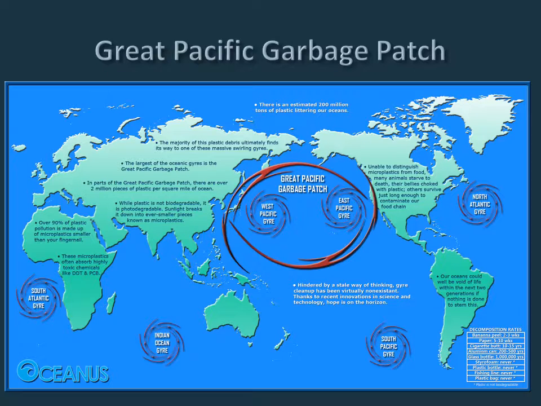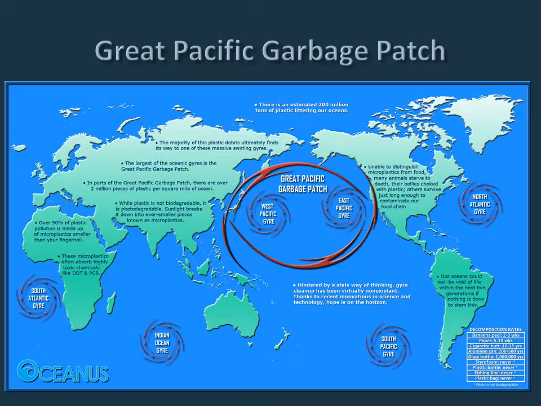So this picture here shows the Great Pacific Garbage Patch, and this is a region where all of the garbage from these areas along these coastlines gets swept out through ocean currents and makes this huge garbage patch. In the Great Pacific Garbage Patch, there are over 2 million pieces of plastic per square mile of ocean. You probably know that plastic is not biodegradable, but it is what they call photodegradable, which means sunlight can break it down into small little pieces known as microplastics. Over 90% of the plastic pollution out there is made up of microplastics smaller than your fingernail.